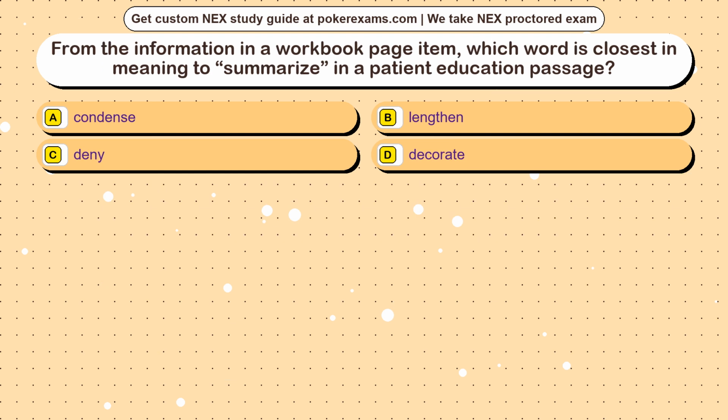Question 22. From the information in a workbook page item, which word is closest in meaning to summarize in a patient education passage? Option A, condense. Option B, lengthen. Option C, deny. Option D, decorate.